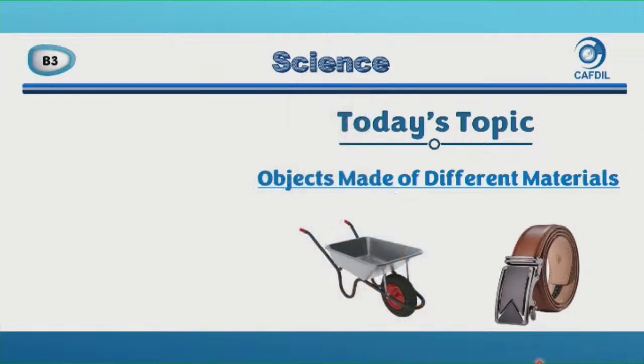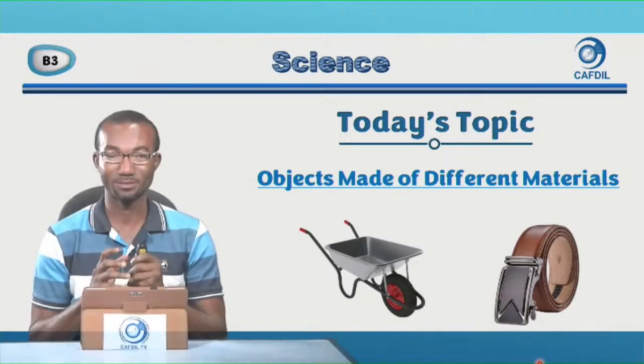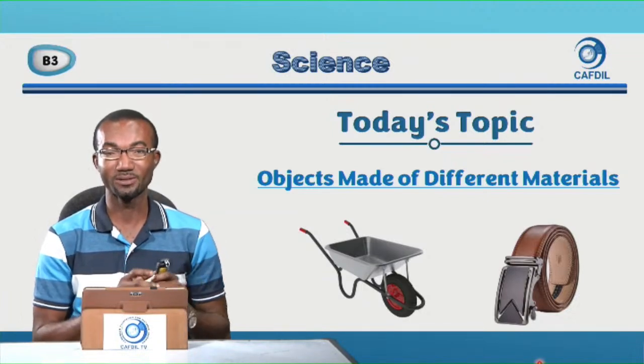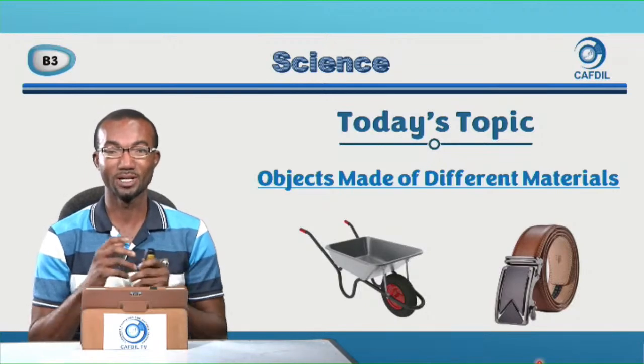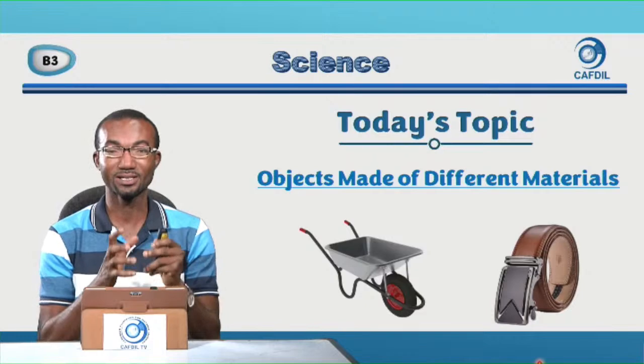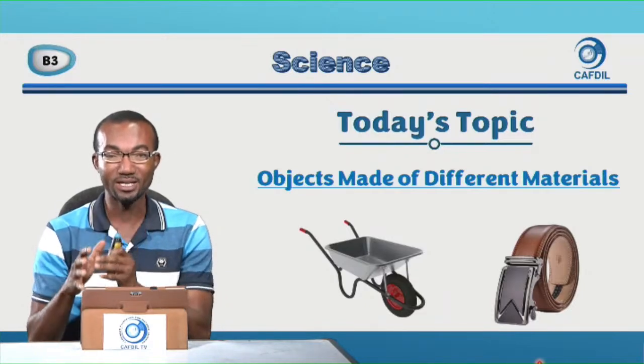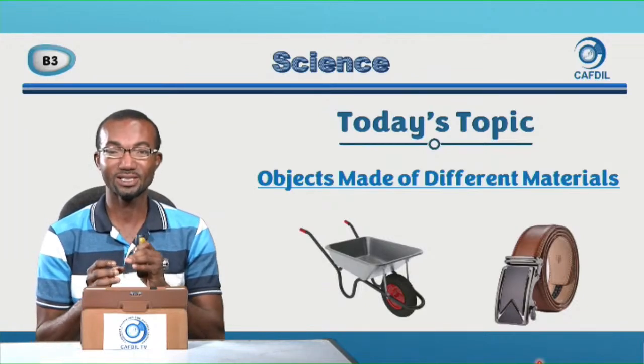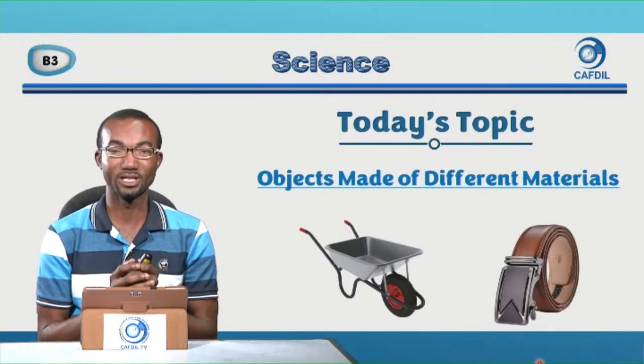Kids, in our previous lessons, we looked at materials around us and what these materials are used for, or the products we get from them. The topic for today is still on materials, but today we are going to look at different objects that are made of different materials. When we looked at materials around us, we looked at materials like wood, metals, and so on, and objects made from metals and wood. But today we are going to look at objects that are made from different material combinations.